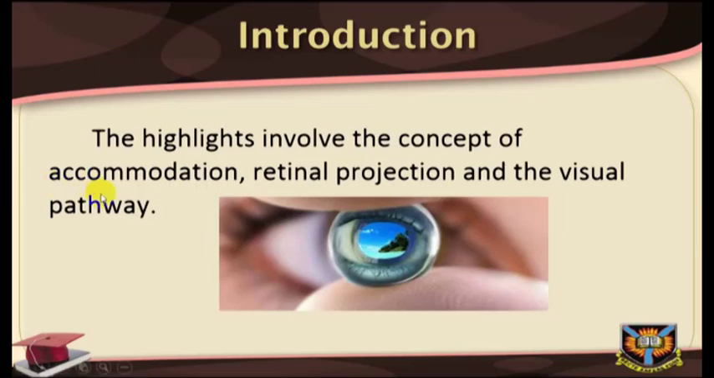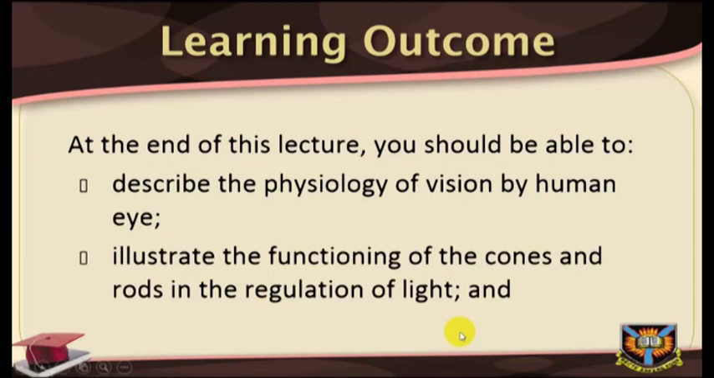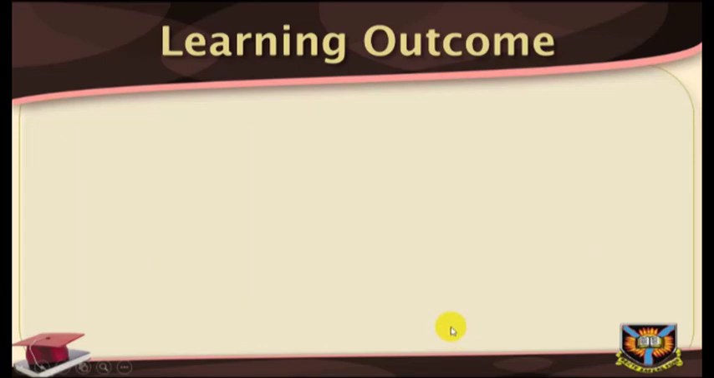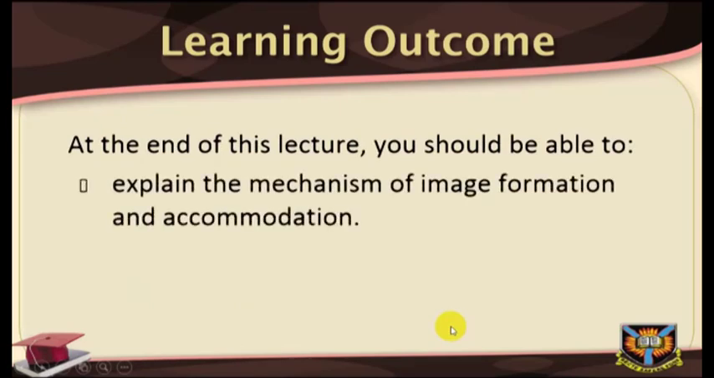Objectives. At the end of this lecture, you should be able to: 1. Describe the physiology of vision by the human eye. 2. Illustrate the functioning of the cones and rods in the regulation of light. And 3. Explain the mechanism of image formation and accommodation.